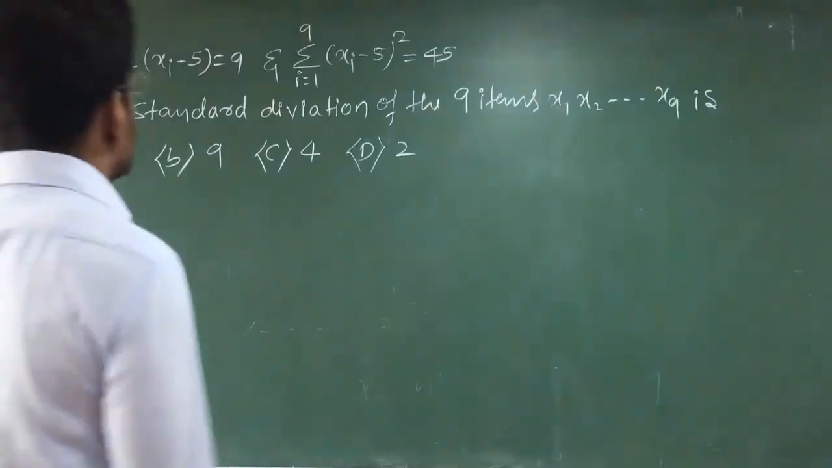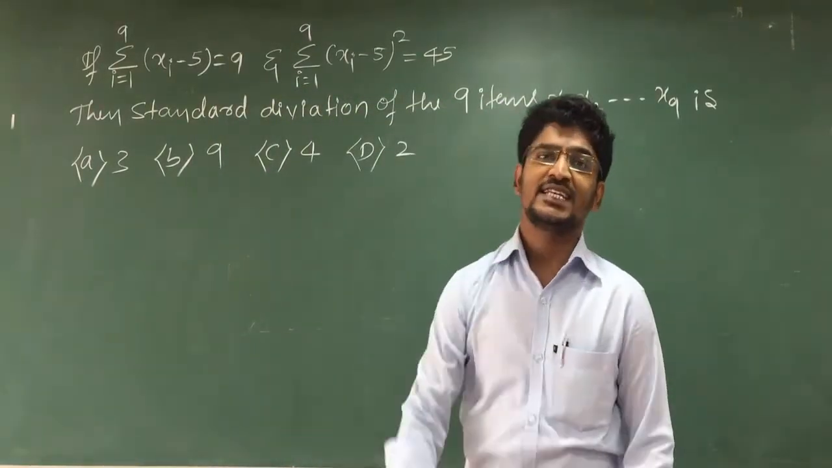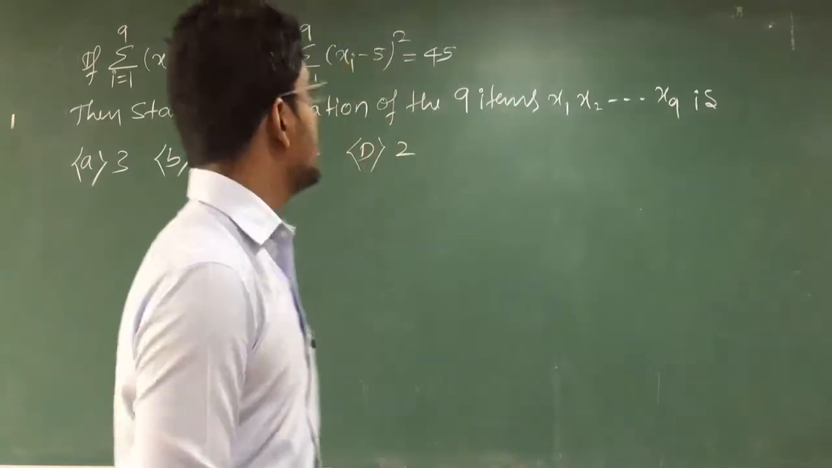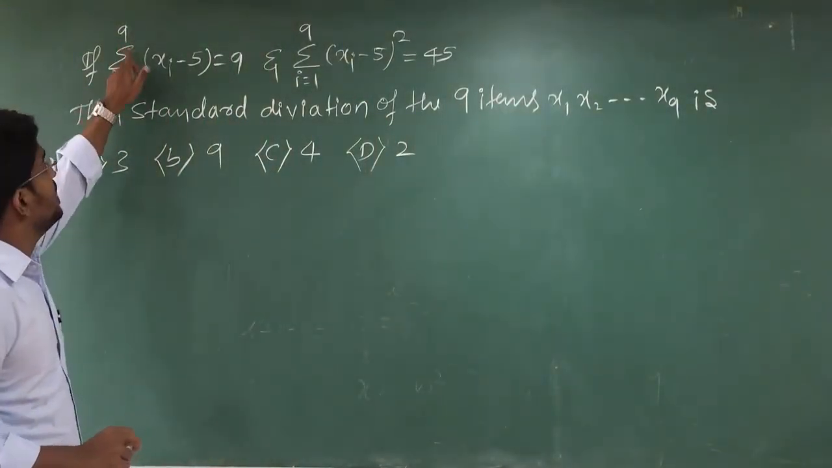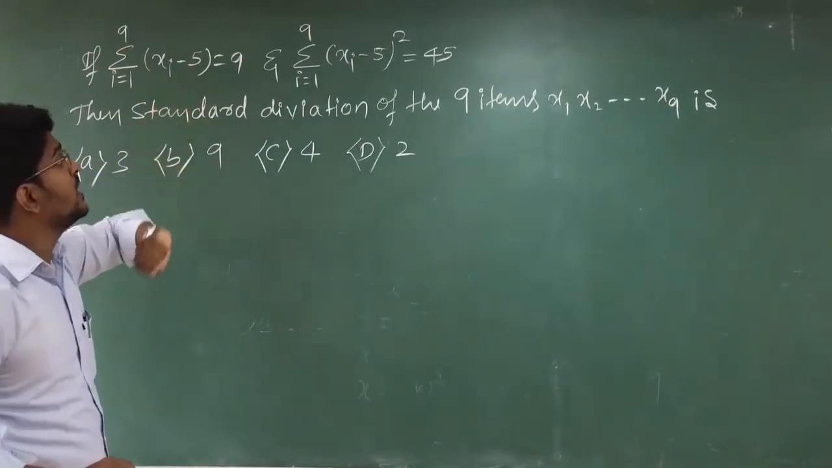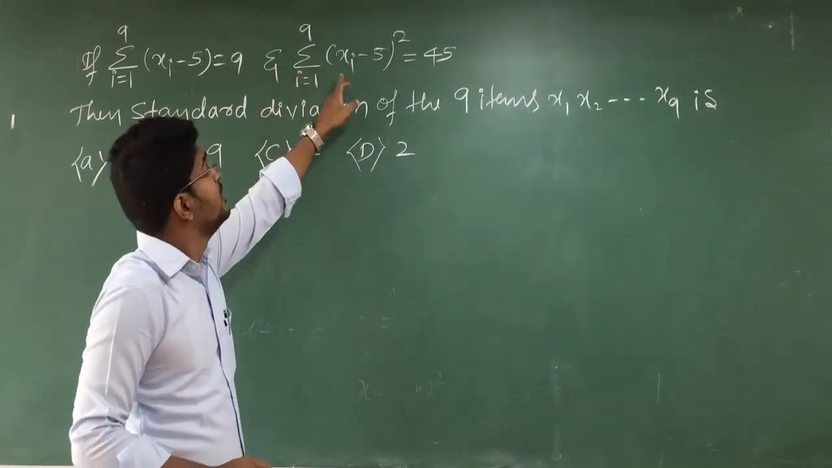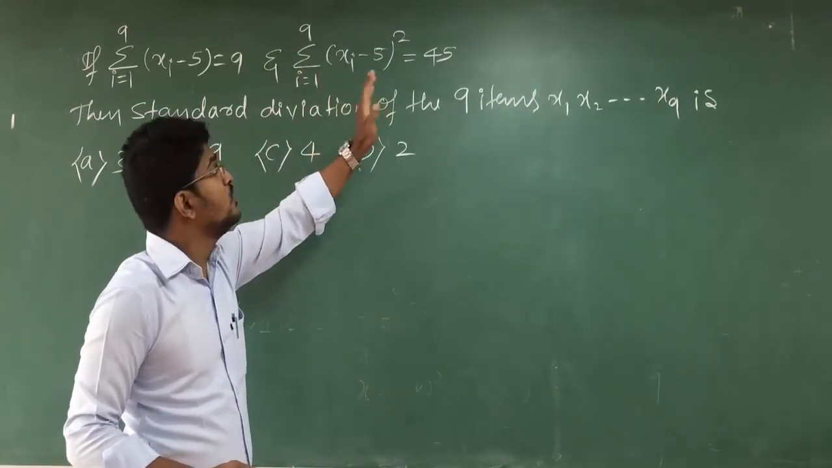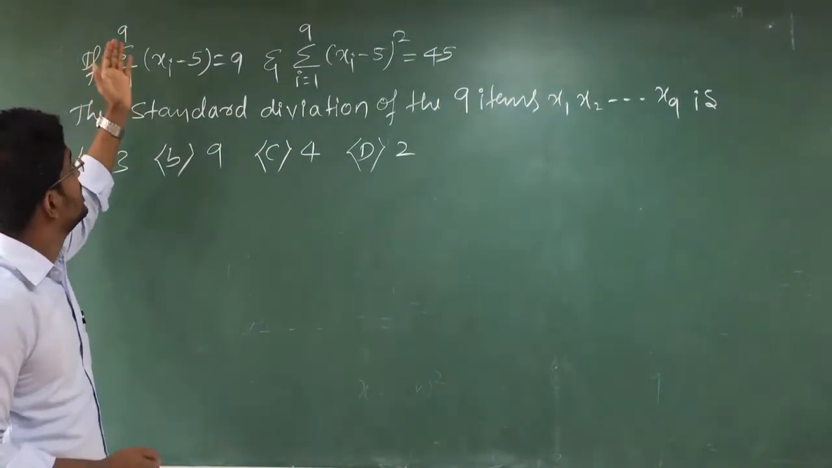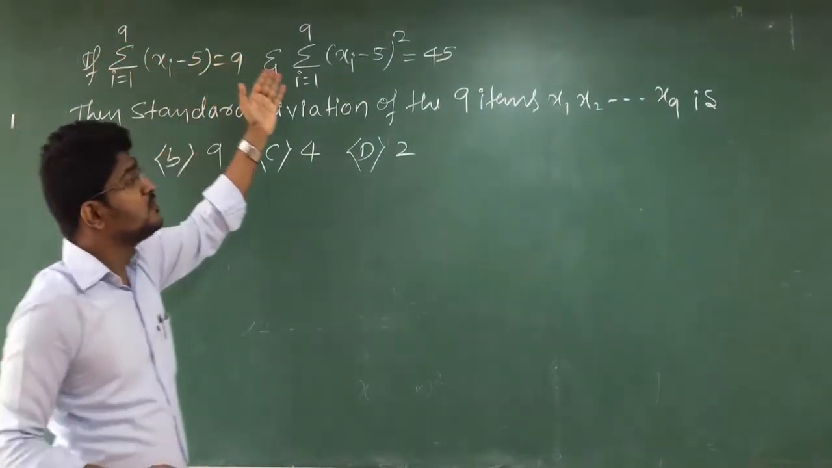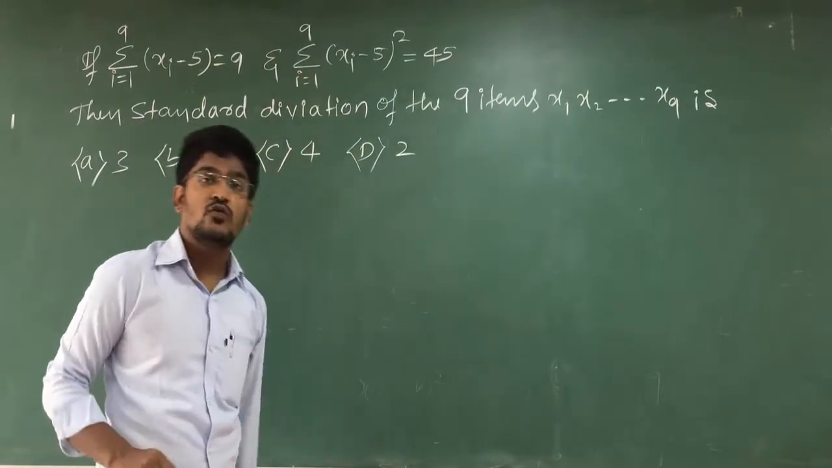Clear? Okay, students. So now let us move to the next question, that is from statistics. Here they are asking: if summation of i equal to 1 to 9 of (xi minus 5) is equal to 9, and summation of i equal to 1 to 9 of (xi minus 5) whole square is equal to 45. That means sigma of 1 to 9 of (xi minus 5) equals 9, and sigma of 1 to 9 of (xi minus 5) whole square equals 45. Clear?